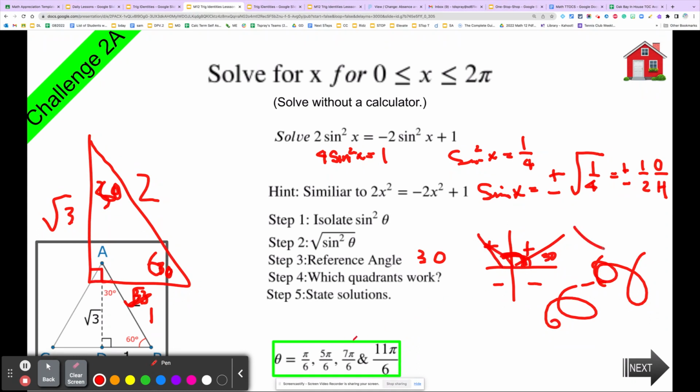There's my 30. And then in the second quadrant, when it's positive, we have 150. So here's my 150 here. And then in the third and fourth quadrant, we would have 30 plus 180 would be 210. And then it would be 360 minus 30 for 330. So there you go.